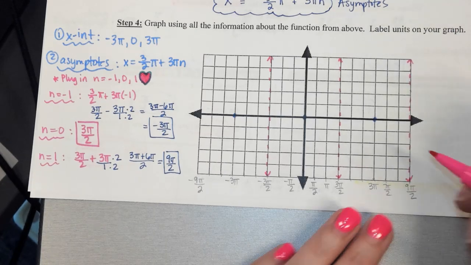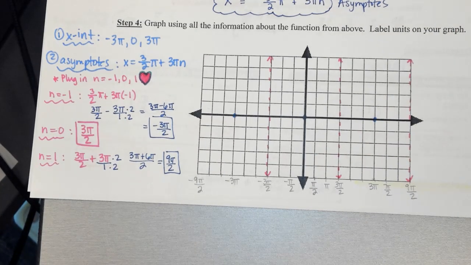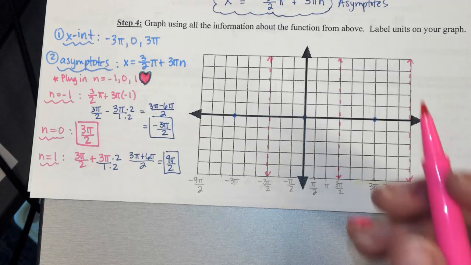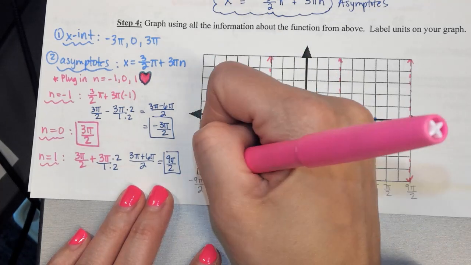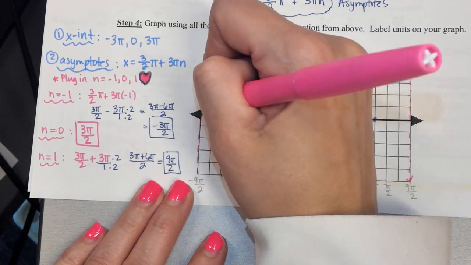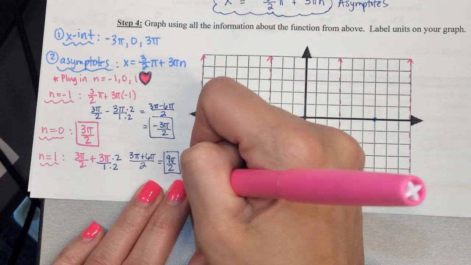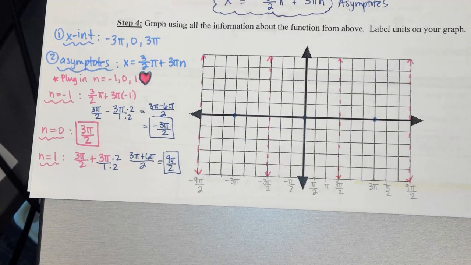So you can see that these occur every 6 units. So I don't have all of the asymptotes on the graph yet. I can fit one more in. If I go 1, 2, 3, 4, 5, 6, you have one more here. So you need to put enough in to span your graph.